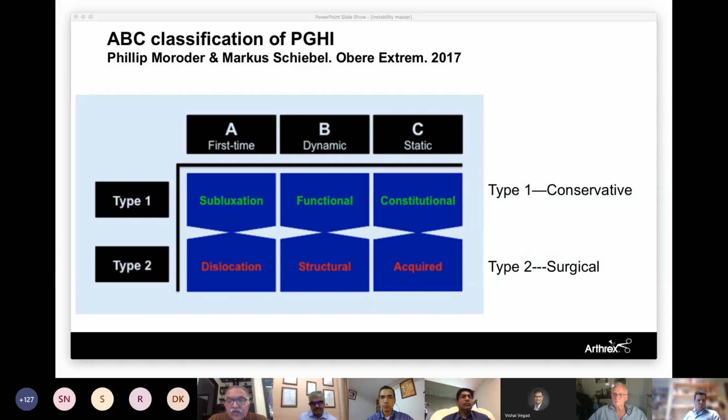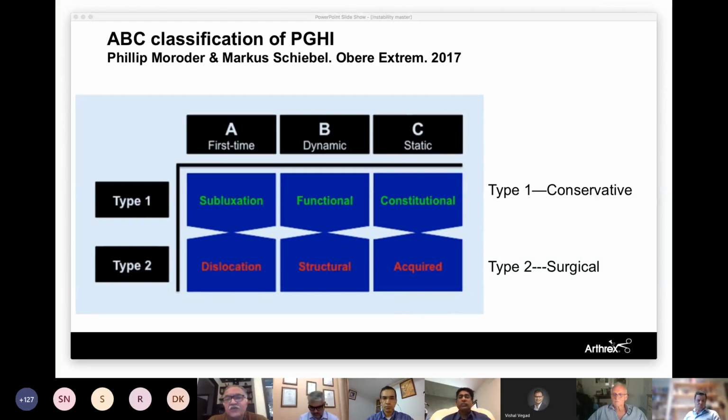So this is my lesson, that in every patient, whether it's an anterior or posterior instability, we need to ask whether there is a voluntary component. Can you do it? Can you show me how, or how does it happen? And this probably brings them on. And of course, the Moroder classification, it's simple, because type 1 is all conservative and type 2 is all surgical. And it's a first-time subluxation, dislocation.